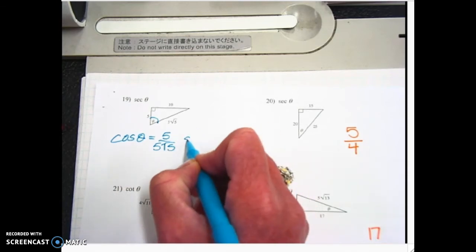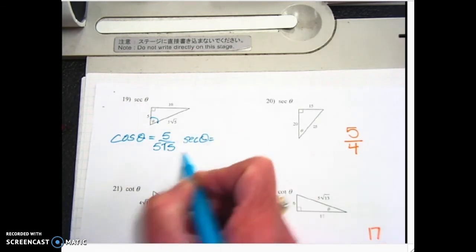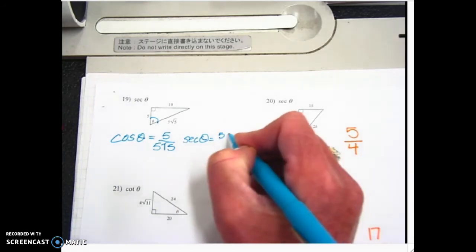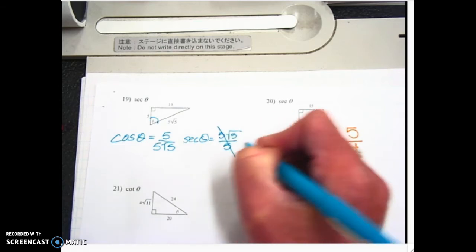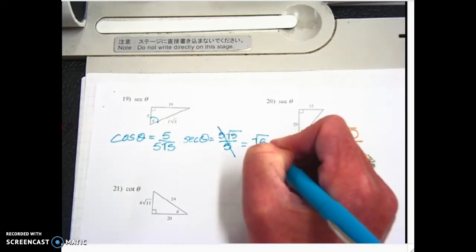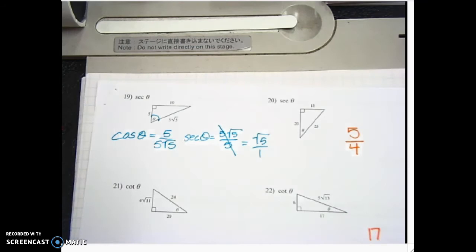And then for the secant theta, you want to take the reciprocal. So 5 root 5 over 5. The 5's cancel, and you're just left with rad 5 over 1, or just rad 5.